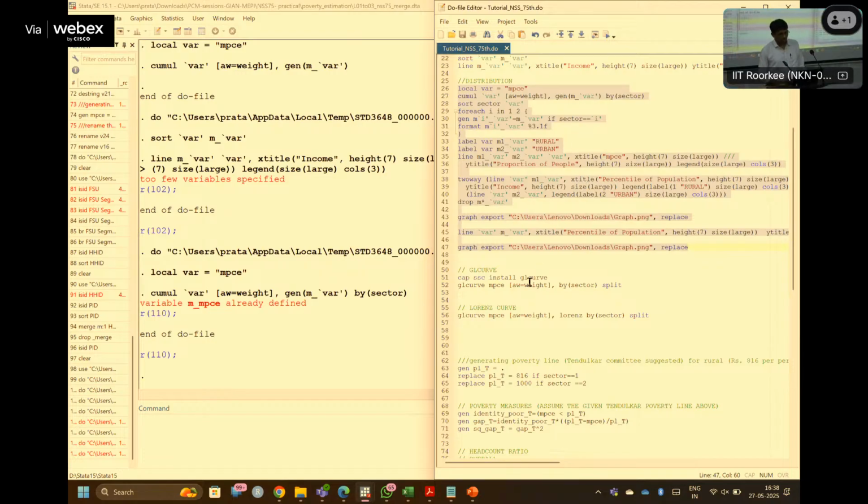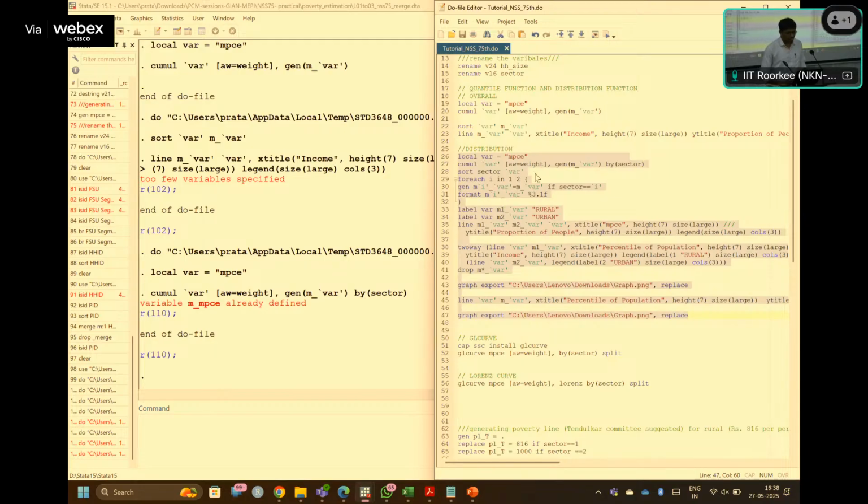So, in order to find out the GL curve and the Lorentz curve, you have to install this SSC install GL curve. In some of your systems it is not working, right? And I think somewhere we have the variable LPC already defined.